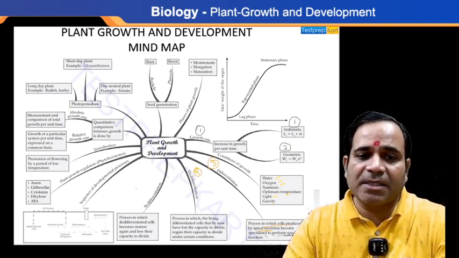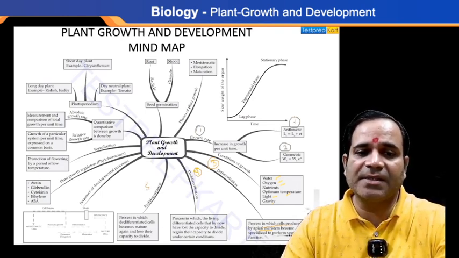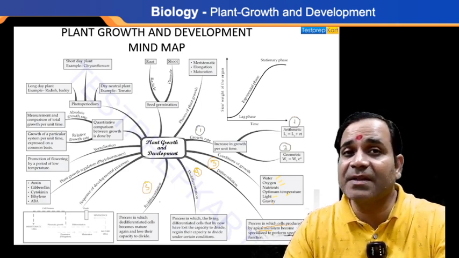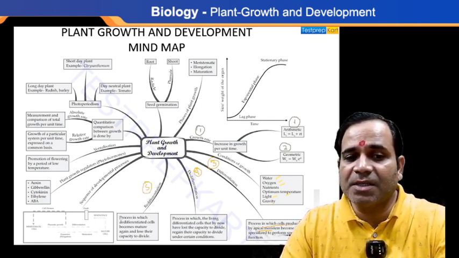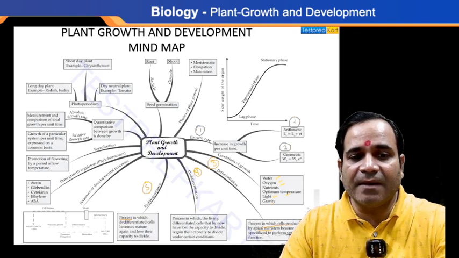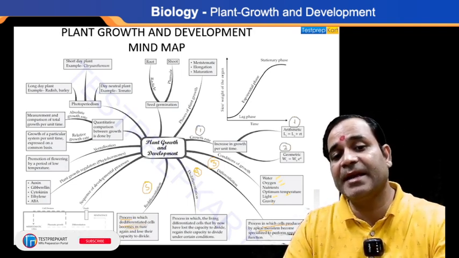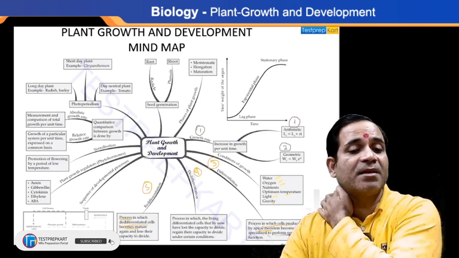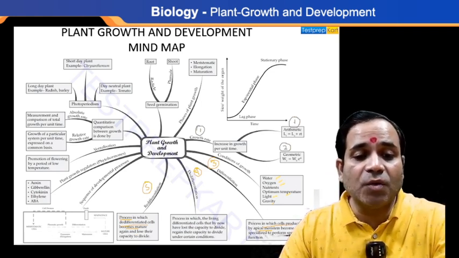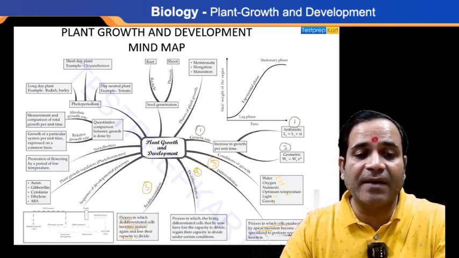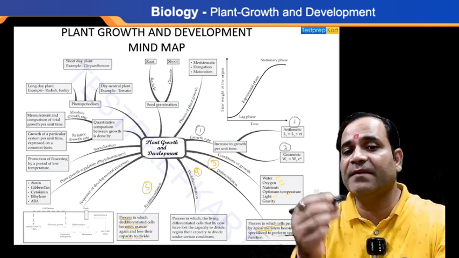Now the next term is redifferentiation. What do you mean by redifferentiation? Redifferentiation is a process in which the de-differentiated cells become mature again, and again lose their capacity to divide, my dear. So that's why it is called redifferentiation.